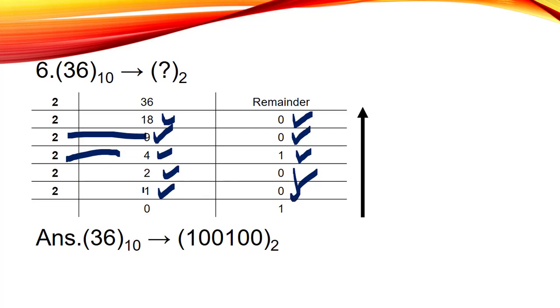And then again you have to divide this 1 by 2, the result will be 0 and a remainder of 1 will be generated. It means your final answer will be 100100 with a base of 2. So these were some questions of binary to decimal and decimal to binary.